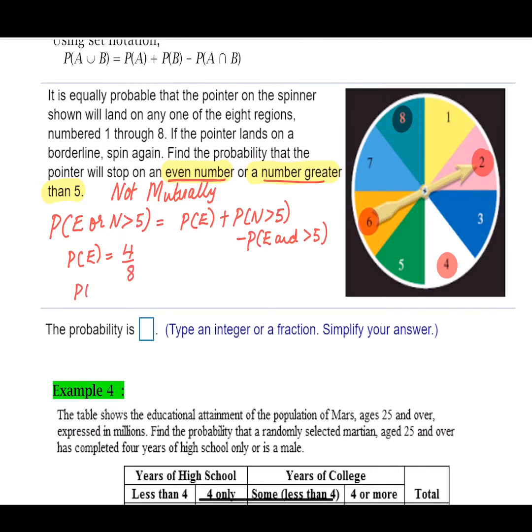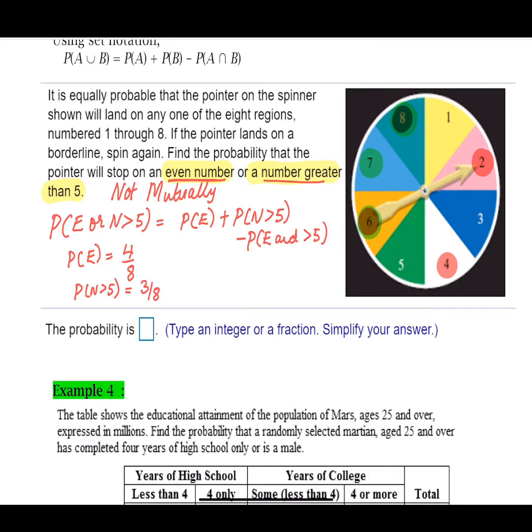Probability of a number greater than 5. How many numbers are greater than 5? So let me go ahead and highlight them in green. Greater than 5 is 6, 7, 8. So I have 3 numbers that are greater than 5, which is 3 over 8.